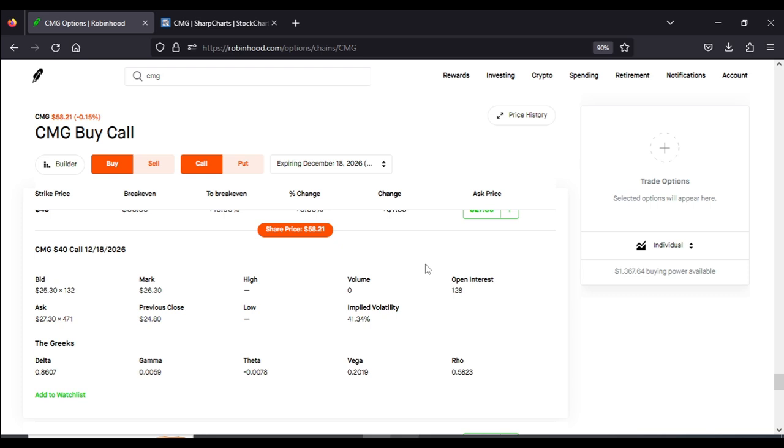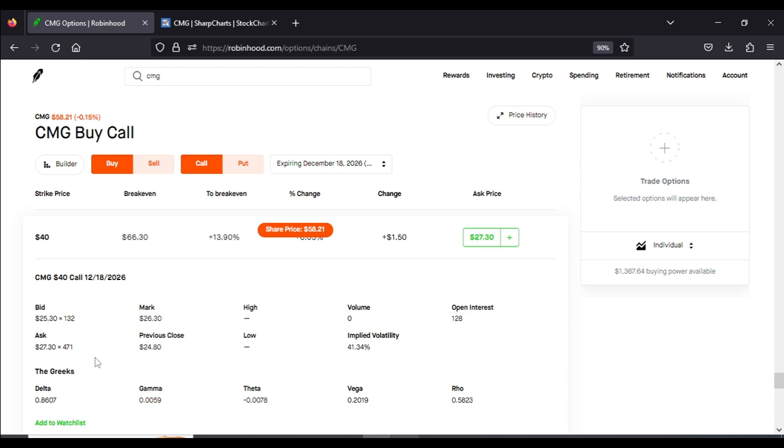The reason why I chose the $40 strike price is because of the delta. The delta here is 0.86. When I'm choosing my LEAPS option, I usually like a delta of 0.75 or above. The significance of the delta is that for every dollar change in the share price, for instance, if Chipotle was to go from $58 to $59, then your option that you just bought at $2,730 would now go up by $86. That's one of the powerful reasons for owning a LEAPS option strategy. For every dollar Chipotle goes up, your entire option is going to go up by $86.